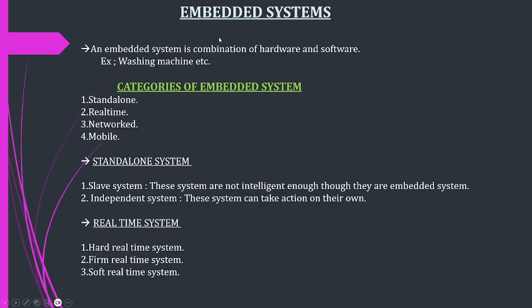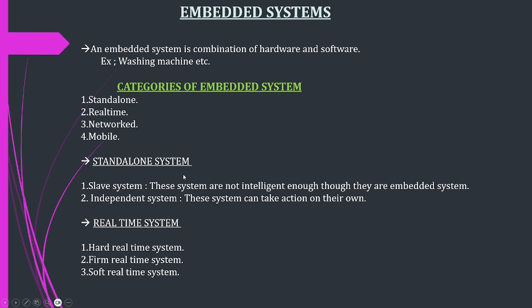Next, move to the embedded system. An embedded system is defined as a combination of hardware and software. Example: washing machine. There are categories of embedded systems like standalone, real-time, network, and mobile.